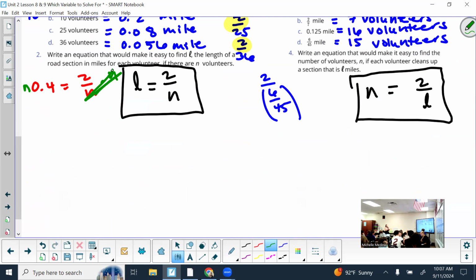So then that makes my right hand side 2. My left hand side is 0.4 times n. What's opposite of multiplying 0.4? And whatever I do on one side.